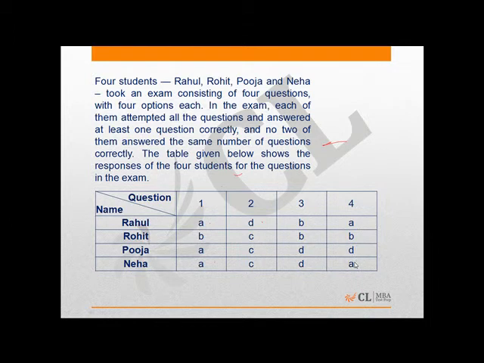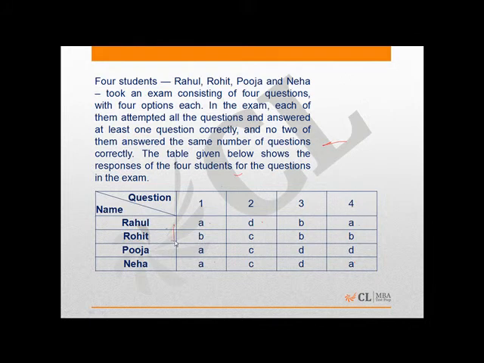We see that both Rohit and Neha are answering two questions correctly, which is not possible as all of them have answered a different number of questions correctly. Fine. So Rahul is not the one who has answered all the four questions correctly. Proceeding in the same manner, when we see Rohit and Pooja, the same condition will get violated, and we see that Neha must have answered all the four questions correctly.